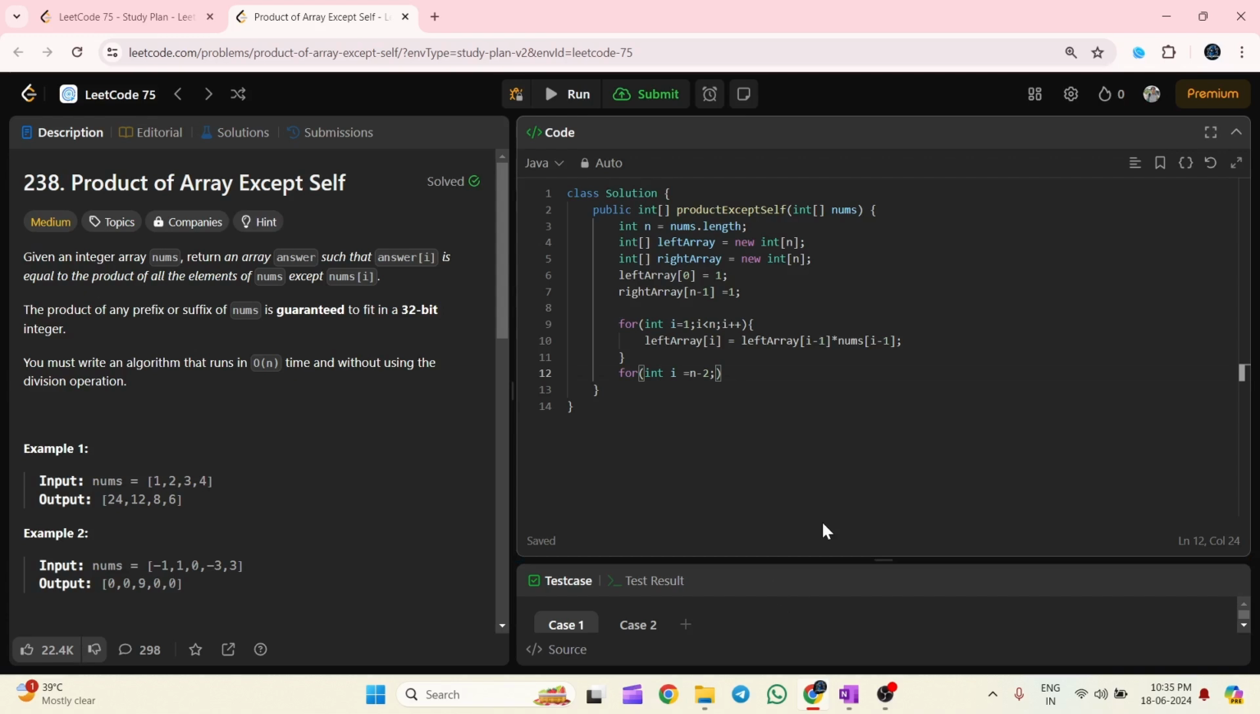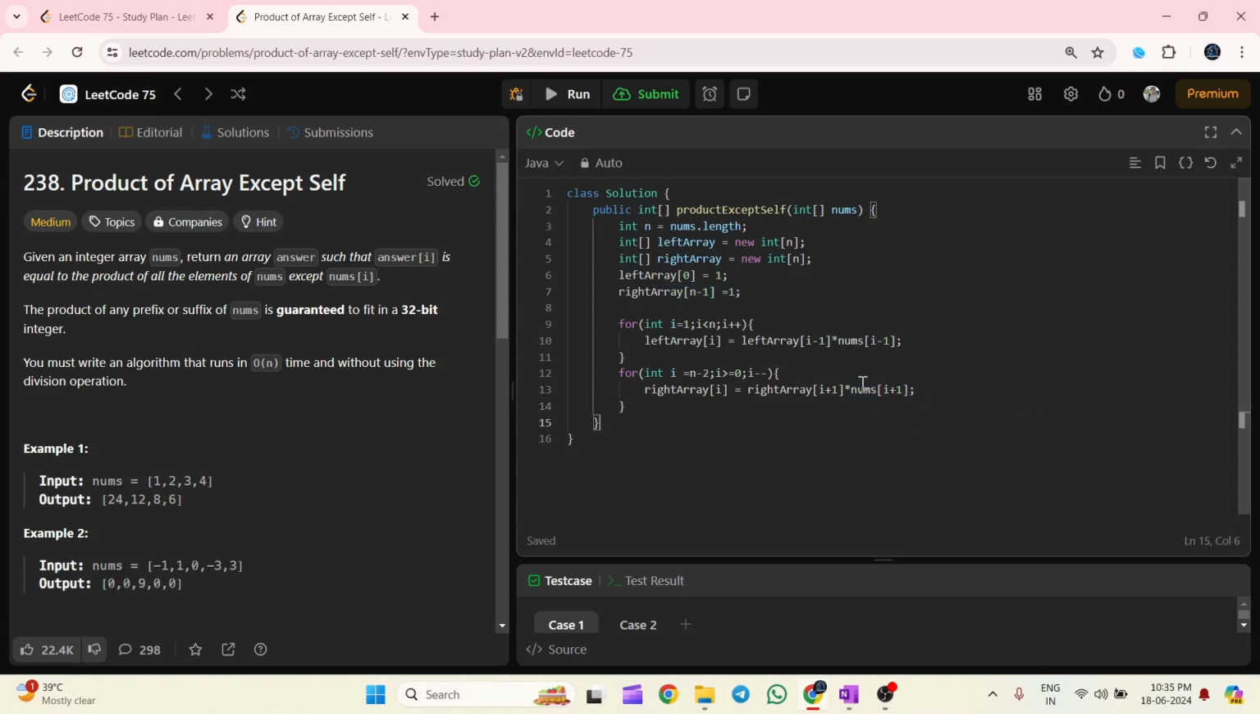Now what we have to do is go till 0 with i minus minus, and now I have to fill this right array's i element as right array i plus 1 multiplied by nums i plus 1. Why do I write i plus 1? Because I already declared the last element. So when I write i plus 1, it indicates the last element of nums.